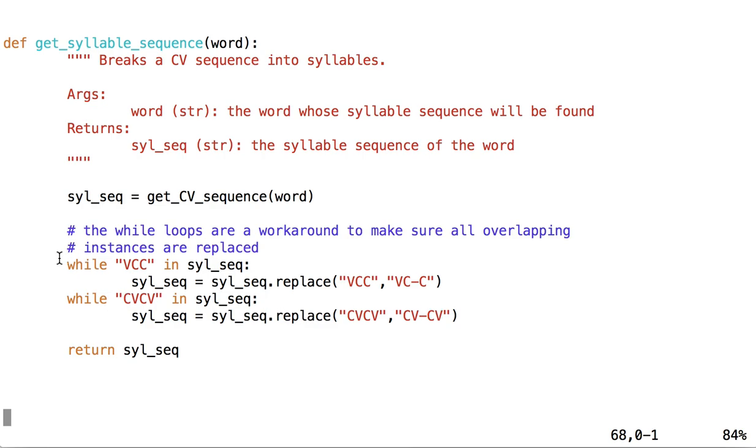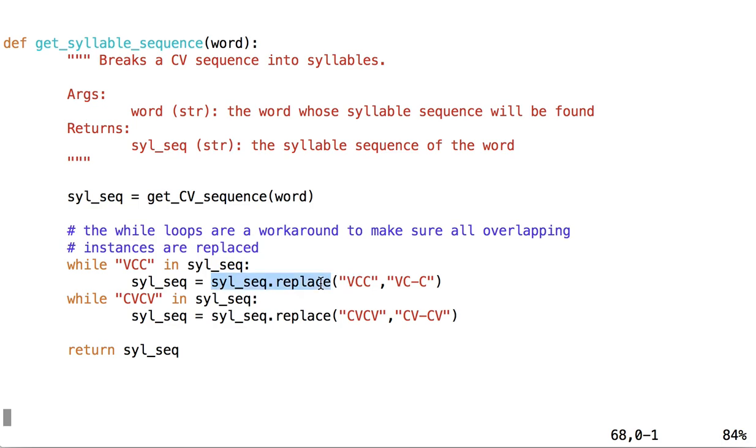So why are these in while loops? Because these replace statements. Replace is just a method you can call on any string to replace a part of that string that matches the pattern.